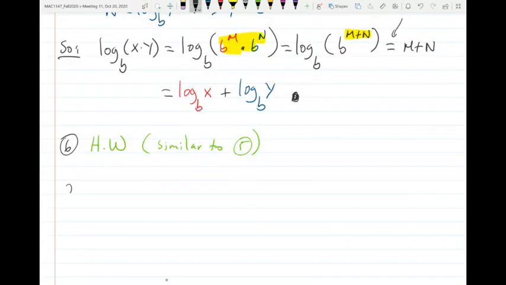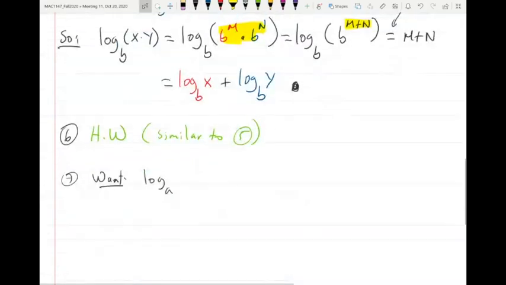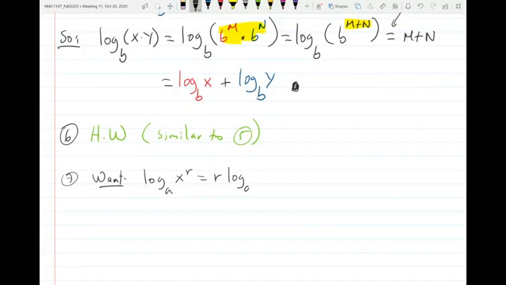Okay, so property number 7 says, what do we want here? We want to show that if you have log base a of x to the r, this is equal to r times log base a of x. So this is what we want. To do that, we're going to apply something similar to what we did in number 5. I'm going to take this part right here and call it m. So let m be equal to log base a of x.